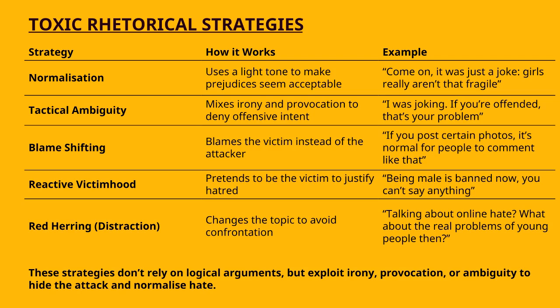Finally, the red herring, distraction, changes the subject to avoid engagement. Instead of addressing hate speech, the conversation is pulled towards another issue until the original concern fades. The shift creates distance and leaves the initial claim unexamined. Across these strategies, irony, provocation, and ambiguity disguise the attack and normalize hate speech. Naming the move shows how credibility is being manufactured and keeps focus on what the message is doing, not just how it sounds.